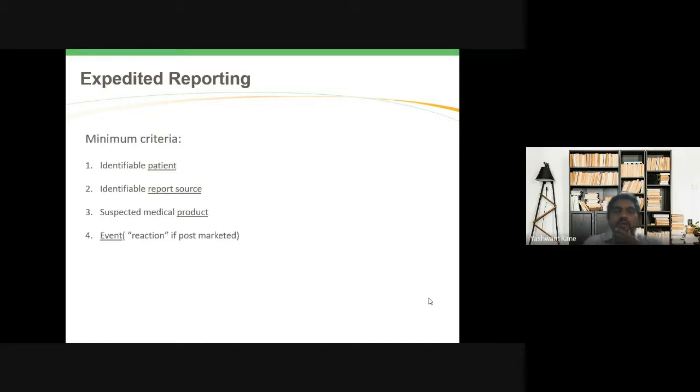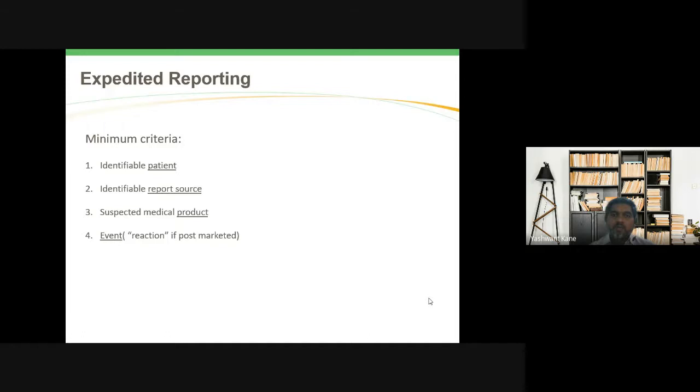Okay, what is the minimum criteria? This is a very basic thing, and every valid report is judged based on these four parameters, wherein the adverse event report should have an identifiable patient, a report source, a product, and an event. So, identifiable patient: at least age, gender, or the initials should be reported.